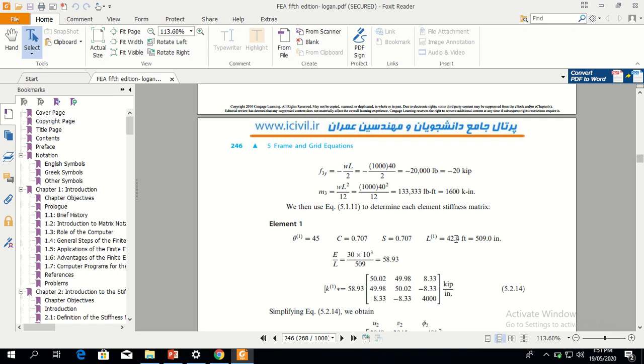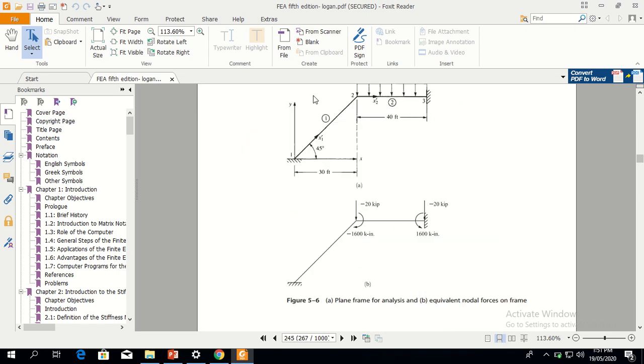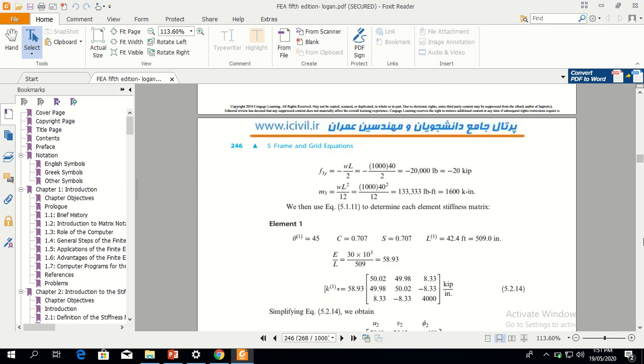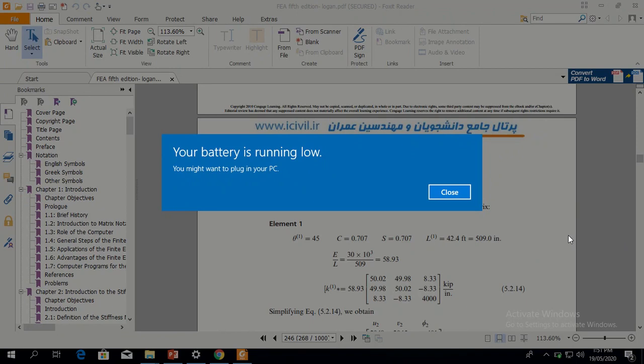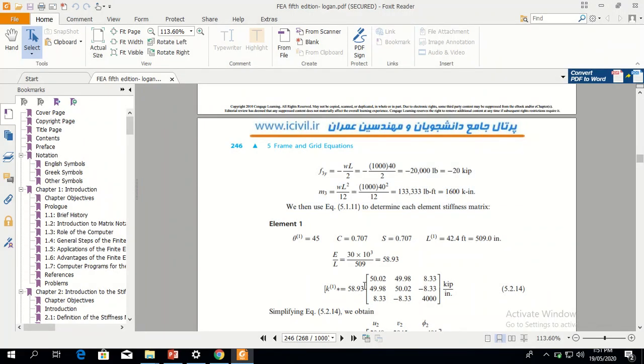Then for the length, you know that cos theta is equal to base over hypotenuse. So we need to find the hypotenuse in here. This is 1 to 2, the hypotenuse. Base is given, angle is given. You can find the length. Then we'll use equation 5.1.11 to find the local stiffness matrix for element 1.